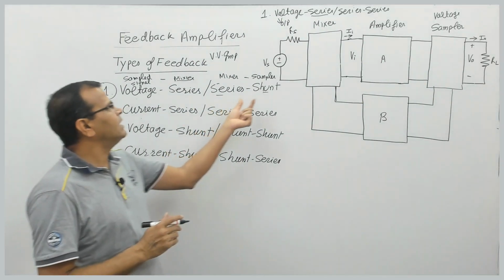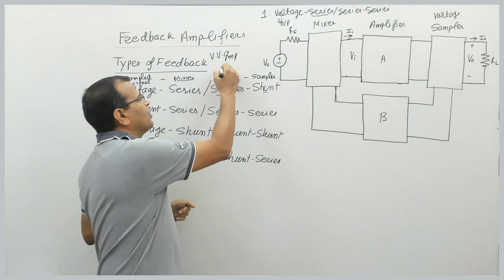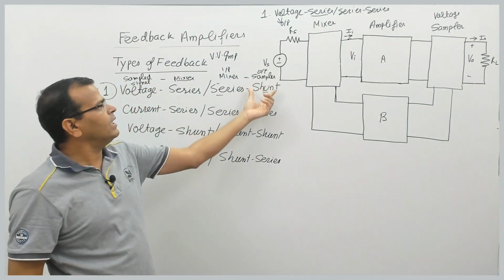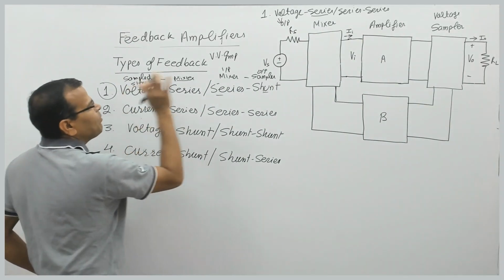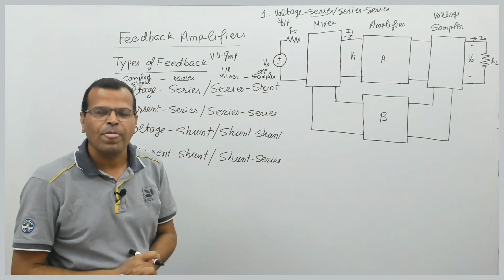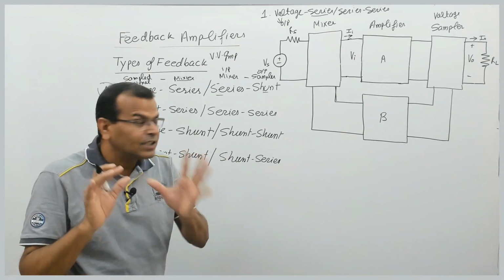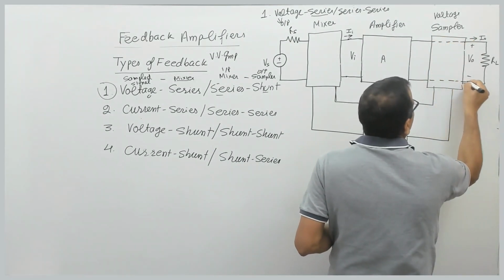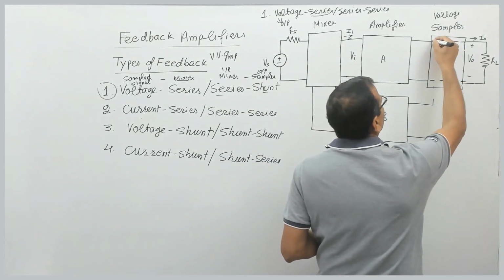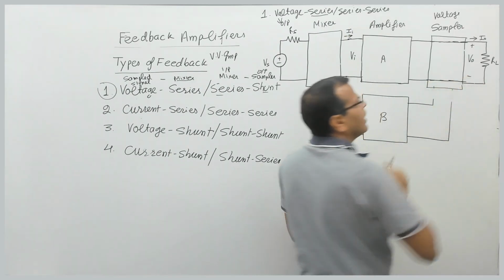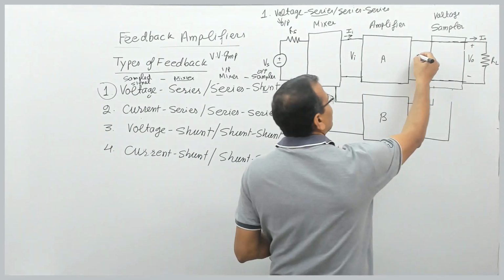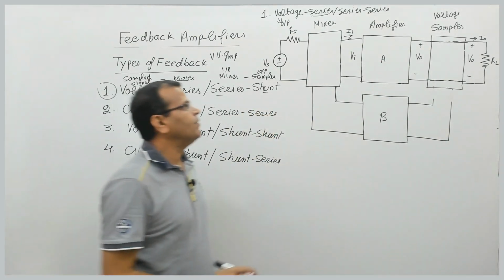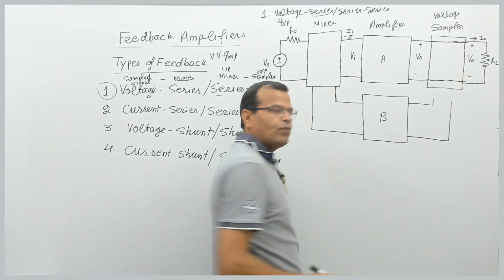So here you please see, this is input, mixer is always at input, sampler is always at output. So sampler is shunt, that means voltage sampling is known as shunt sampling. Let us see how it works. Let us draw the dotted line like this. If you don't have this feedback, these lines will be going to the output directly like this, right? So this is the output voltage which is going at the output directly, if you don't have a sampler. But if you have a sampler, I need to take a sample of the output voltage.